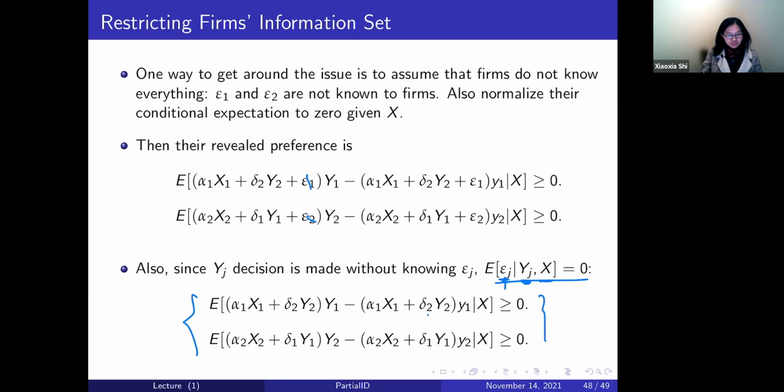So this example just illustrates that sometimes it's tricky to set up these moment inequalities using the revealed preference principle. The information set of the players is important. Okay.